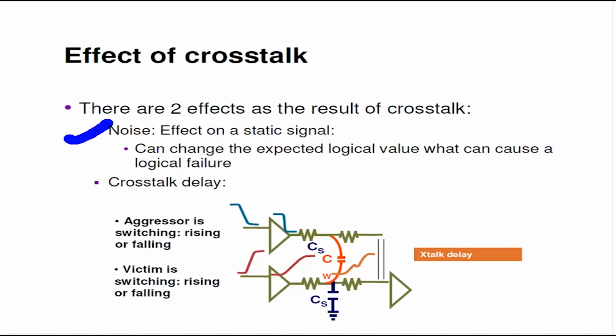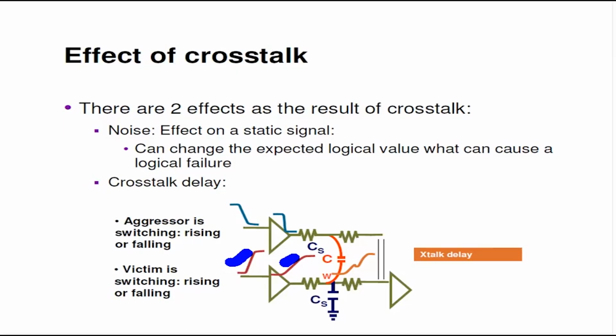See this figure here: the aggressor is switching rising or falling, and the victim is switching rising or falling, with a coupling capacitance between them. Instead of this kind of waveform, due to the delay, the waveform can be like this. In this case it is causing the waveform to get delayed, so it will increase the net delay. So these are the two effects. The cause is the same, the non-trivial coupling capacitance, and it can affect in two ways: one in terms of delay, second in terms of noise.